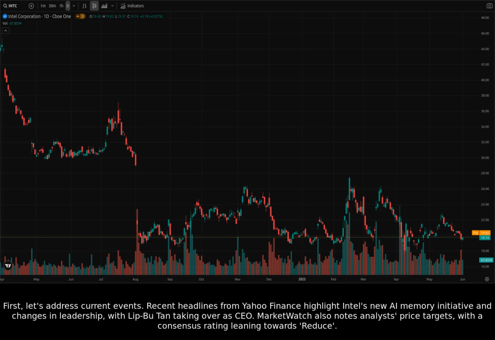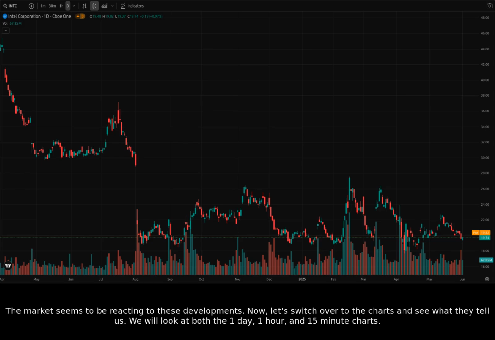Recent headlines from Yahoo Finance highlight Intel's new AI memory initiative and changes in leadership, with Lip-Bu Tan taking over as CEO. MarketWatch also notes analysts' price targets, with a consensus rating leaning towards reduce. The market seems to be reacting to these developments. Now, let's switch over to the charts and see what they tell us. We will look at the 1-day, 1-hour, and 15-minute charts.